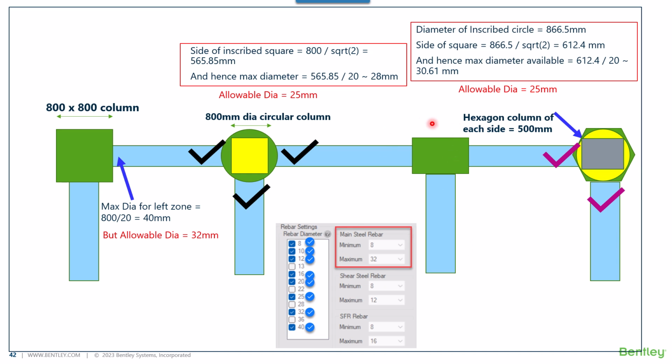Now coming to this rectangular column, while determining the allowable diameter for the right zone of this beam, the shorter edge of the rectangle would be divided by 20 to determine what is the allowable diameter. So in this way, for different shapes of the column, for different sizes of the column, the maximum allowable diameter and the actual practical diameter which could be provided is determined. So those were the few technical points which we have discussed.